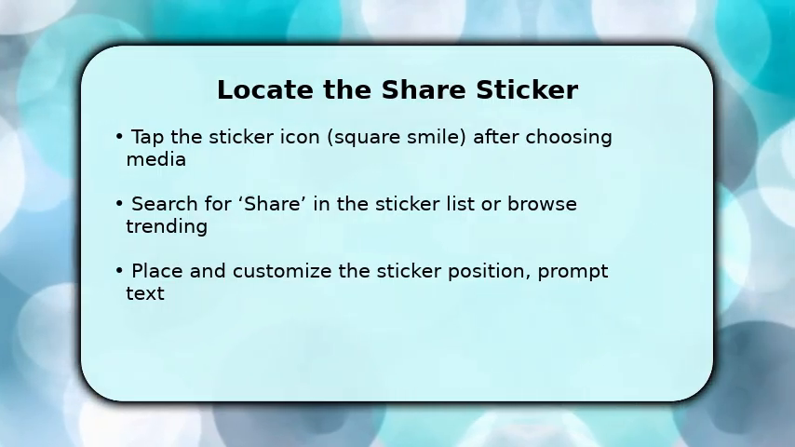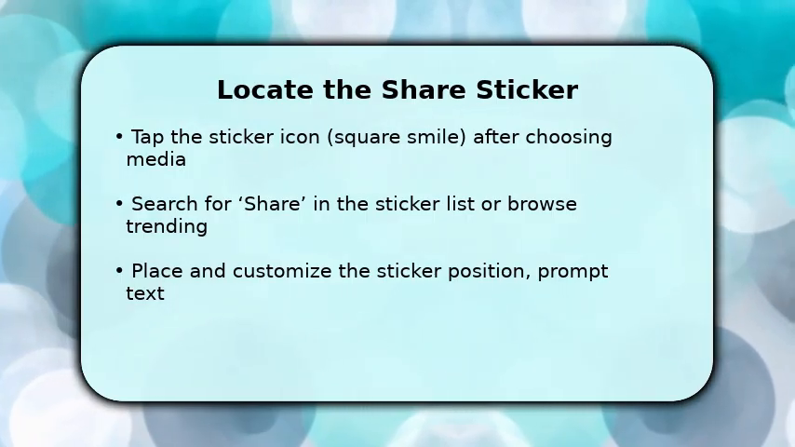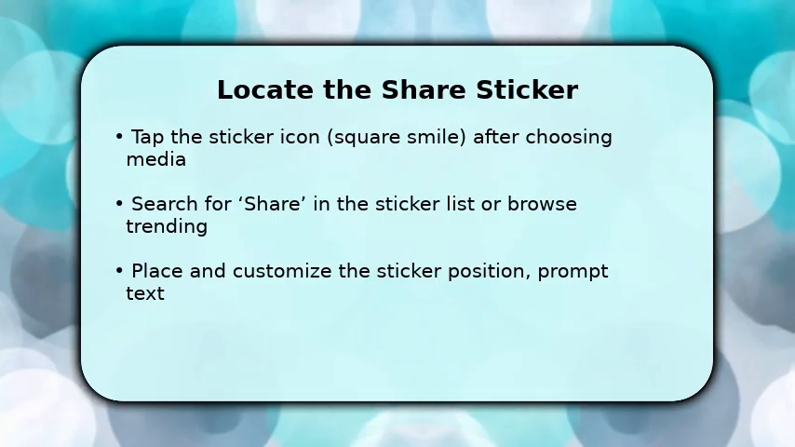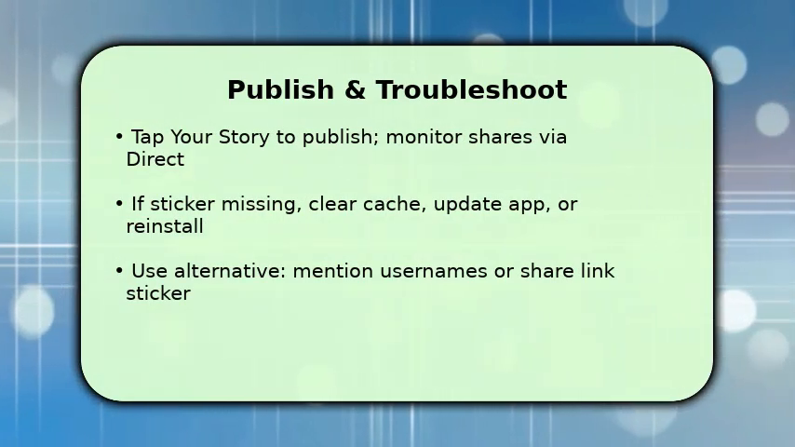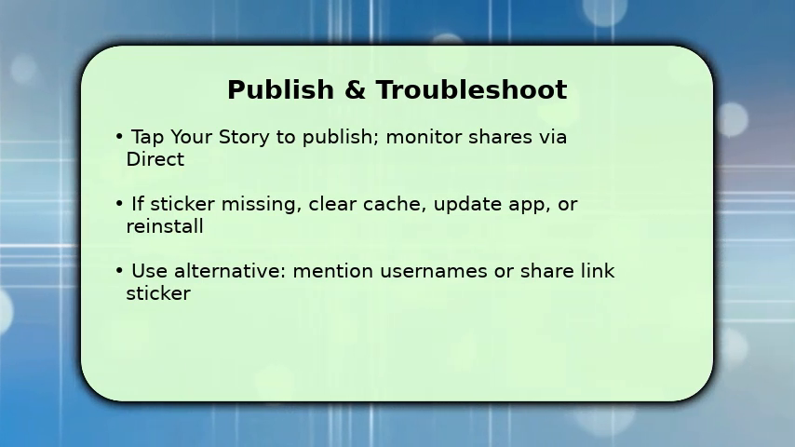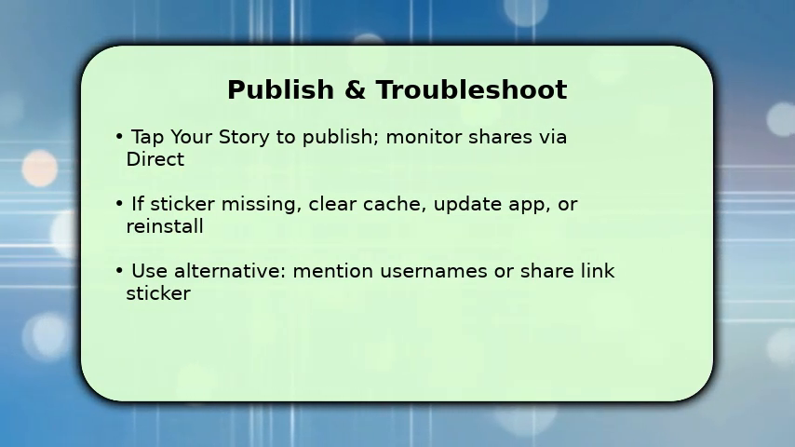You're now in the middle of the process, configuring what you want followers to share and how responses appear in your inbox. Finish by publishing to your story or sending to specific friends. Watchers can tap the share sticker and respond. Once published, check direct messages or interactions to view shared replies.